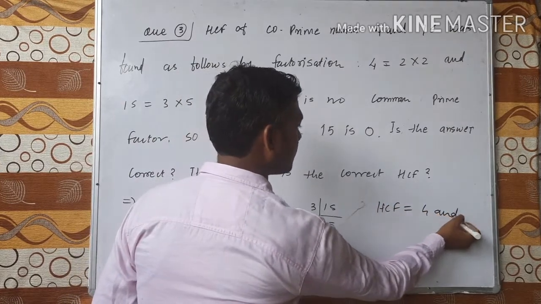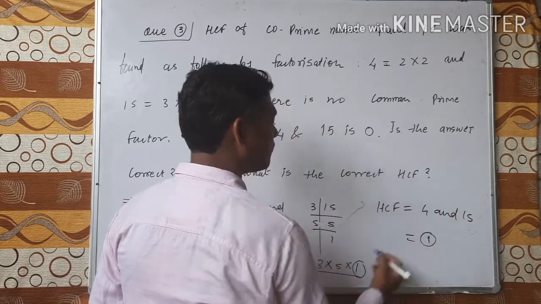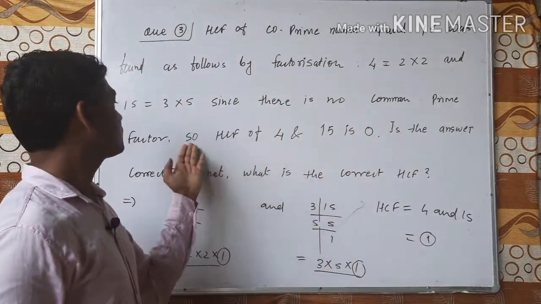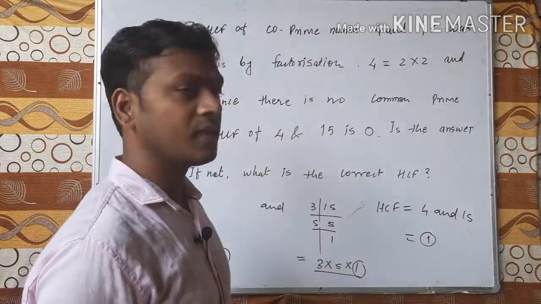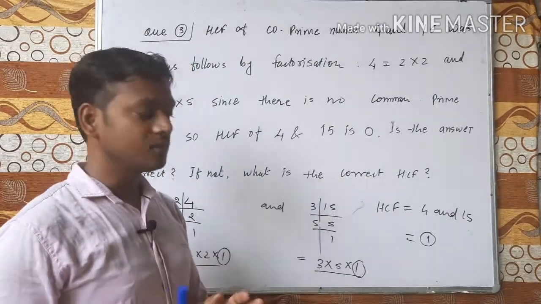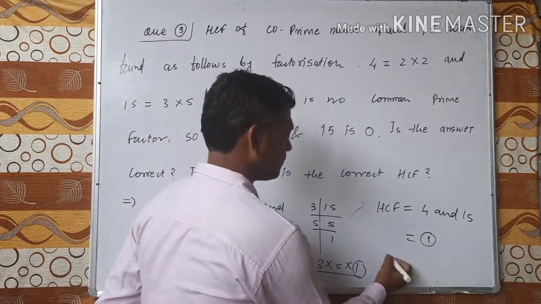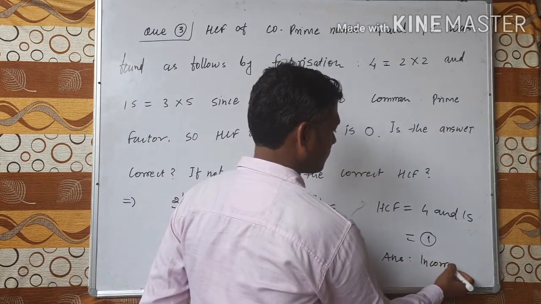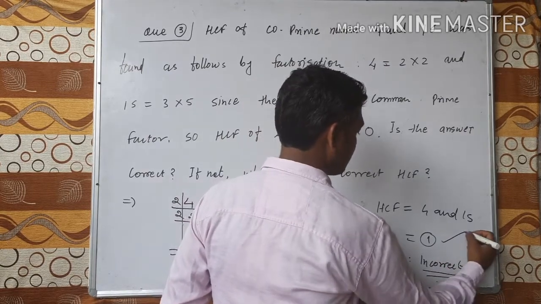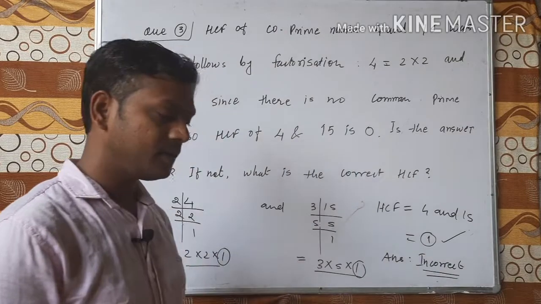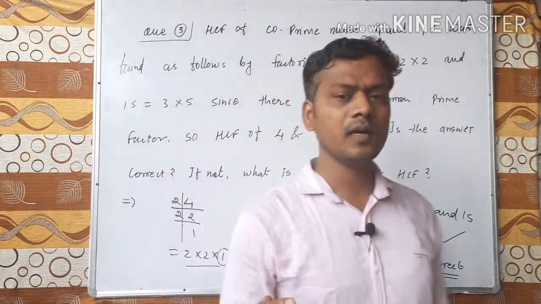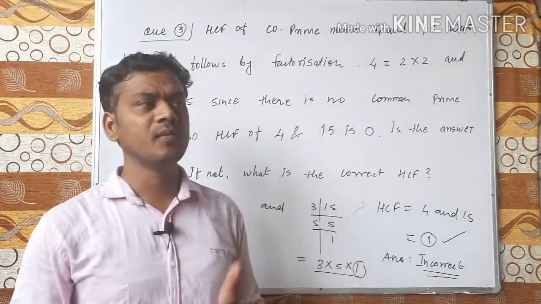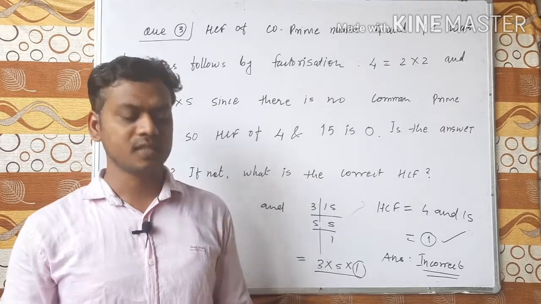सो व्हाट इज द HCF ऑफ 4 and 15 इज 1. HCF 1 होगा. बट इस क्वेश्चन में क्या दिया है, सो दैट HCF ऑफ 4 and 15 इज 0. तो क्या 4 and 15 का HCF 0 होगा? नो, आंसर इज इनकरेक्ट. और करेक्ट आंसर इज 1. 4 and 15 का HCF 1 होगा. और जो गिवन क्वेश्चन है वो जो स्टेटमेंट है वो इनकरेक्ट है.